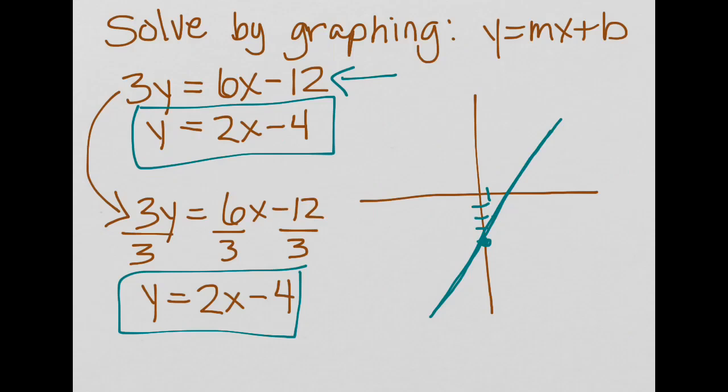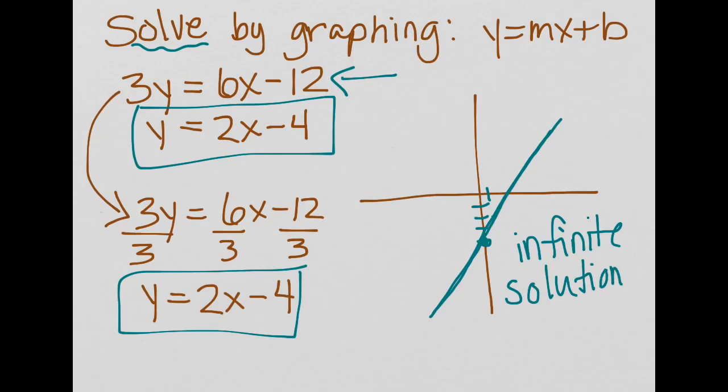What does that mean for our problem where it asked us to solve this by graphing? Well, how many times do these two lines intersect? An infinite number of times. So this system has an infinite number of solutions because these two lines lie right on top of each other. They touch an infinite number of times.